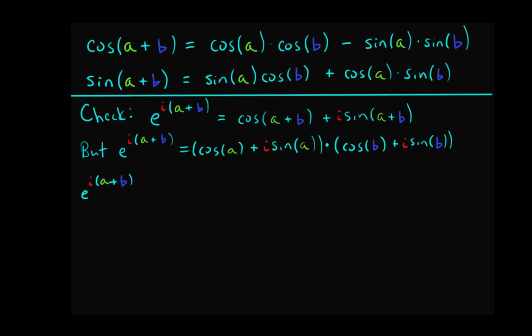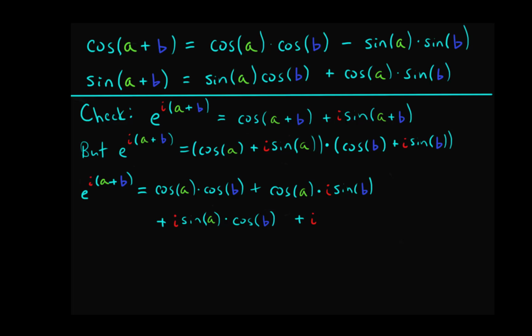So we have e to the i times a plus b equals cosine of a, I'm going to multiply this out now, times cosine of b plus cosine of a times i sine of b, okay, plus i times the sine of a times cosine of b, and then finally plus i times sine of a times i times the sine of b.